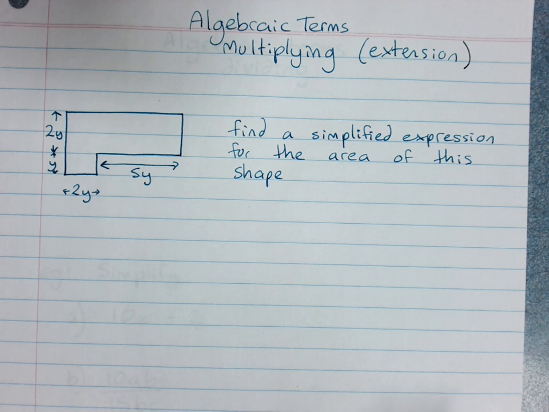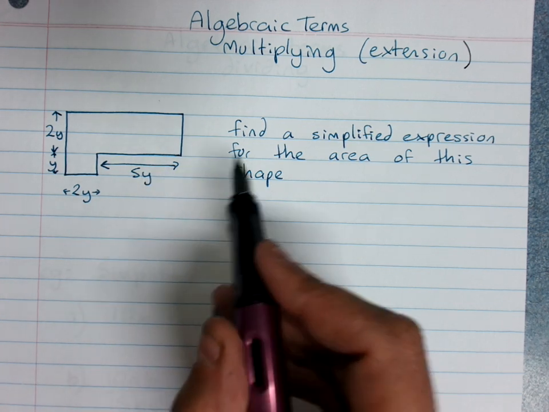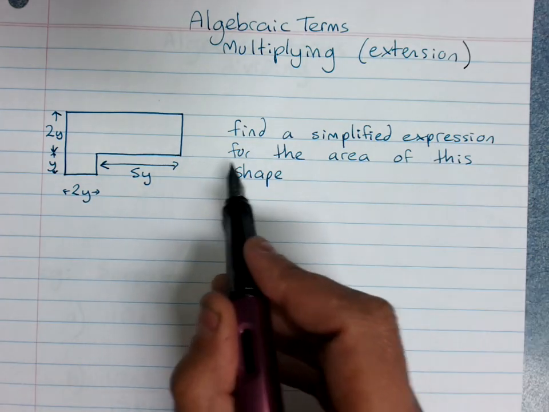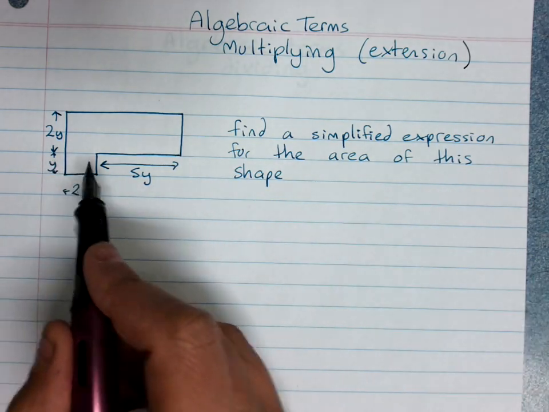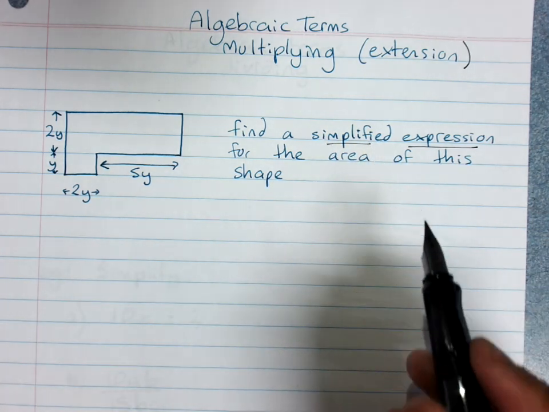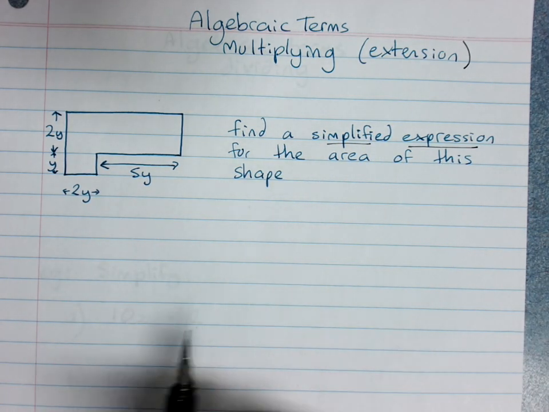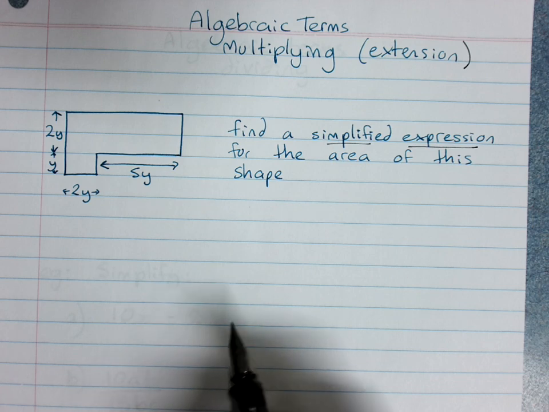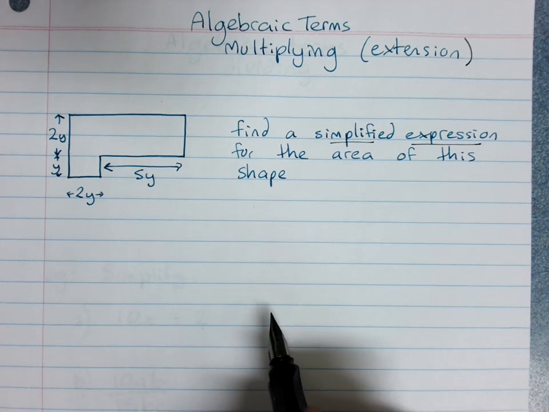Multiplying algebraic terms, some extension. They've asked us to find a simplified expression for the area of this shape. Now our expression means it's going to be algebraic, and simplified means we're going to gather any like terms or do any multiplications that we need to make it as simple as it can be.